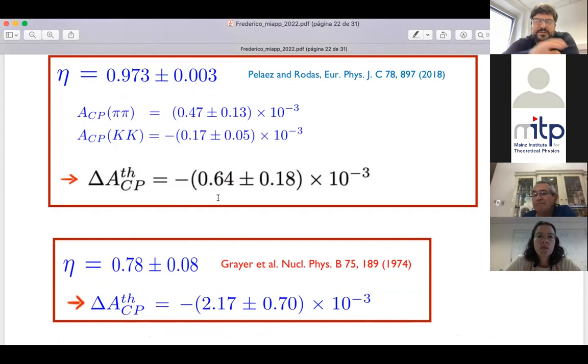No, but that's not what I'm talking about. So the inelasticity is a parameter of your final state interaction rescattering.